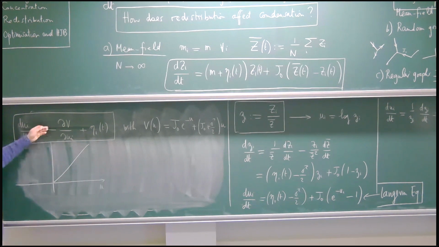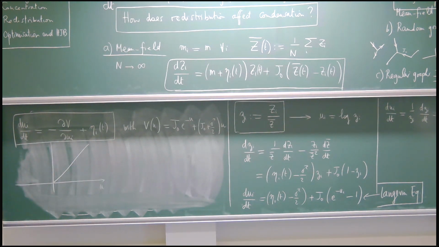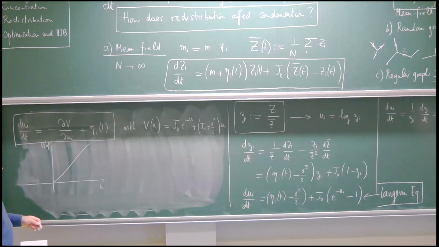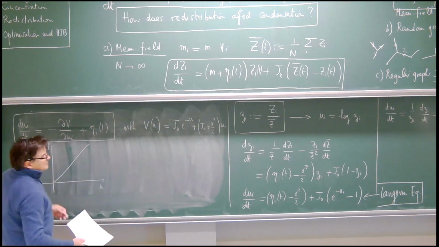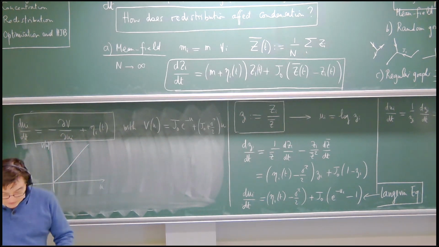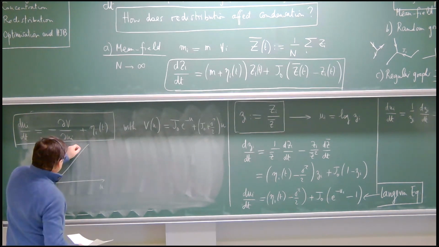So du/dt = -dV/du + η. This is the Langevin equation of a particle in a given potential. What I'm drawing here is V(u). Asymptotically, for very large positive u it grows linearly, and for very large negative u, exp(-u) becomes exponentially large, so it grows like this. So the actual potential looks like this.